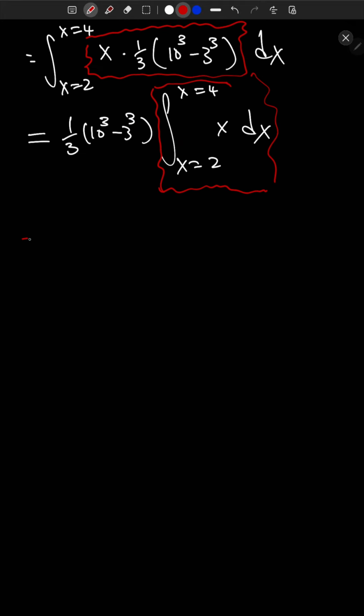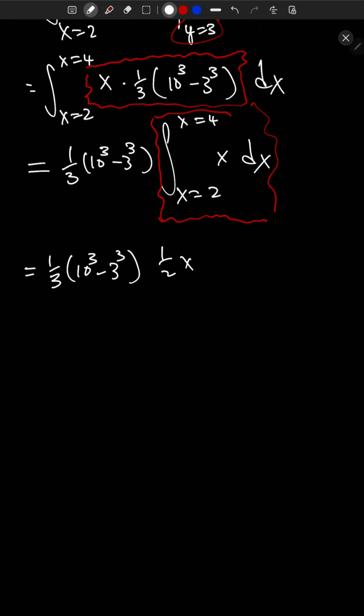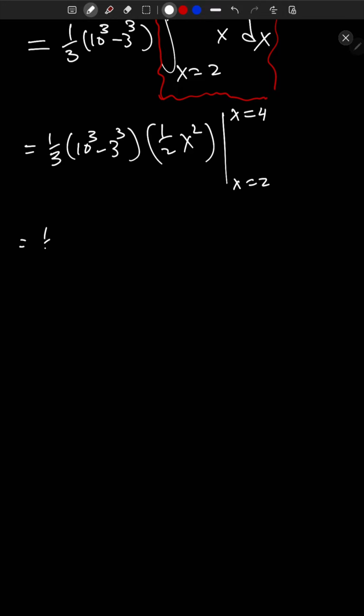So finally, this is going to be 1/3, 10 cubed minus 3 cubed, and then for the integral we get 1/2 x squared evaluated from x equals 2 to x equals 4. And so this is 1/3, 10 cubed minus 3 cubed, times 1/2 4 squared minus 1/2 2 squared.